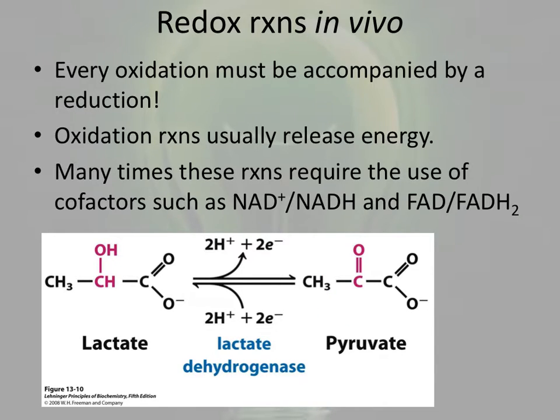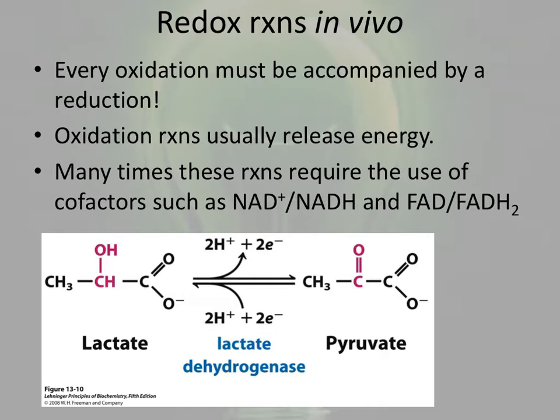Just like yin has to have a yang, light and darkness, oxidation must have reduction. You can't separate it out. Oxidation usually releases energy. For dehydrogenases, they are going to use either NAD plus with NADH, FAD, FADH2, notice there is no plus there, FMN or FMNH2, no plus, or NADP plus NADPH. The only difference between NADP and NAD plus is that NADP has the phosphate group on it.